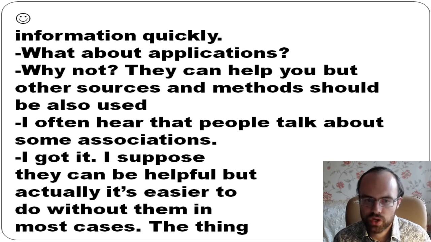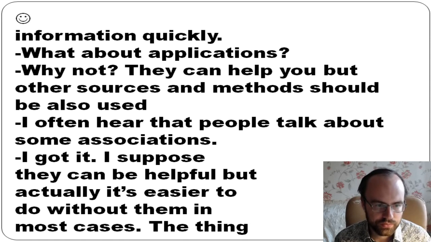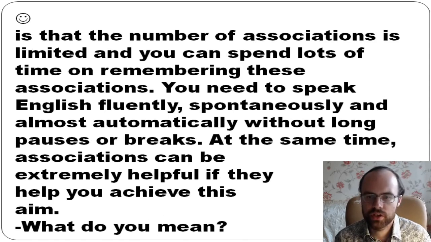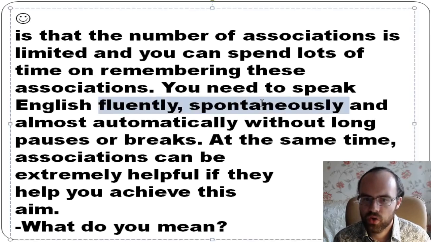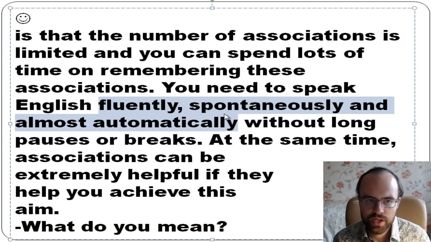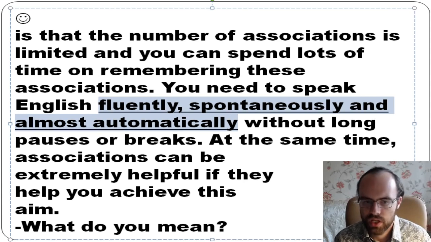I often hear that people talk about some associations. I got it. I suppose they can be helpful, but actually it's easier to do without them in most cases. The thing is that the number of associations is limited, and you can spend lots of time on remembering these associations, so you need to speak English fluently, spontaneously, and almost automatically without long pauses or breaks. At the same time, associations can be extremely helpful if they help you achieve this aim.